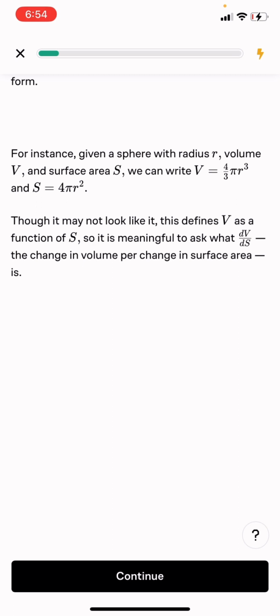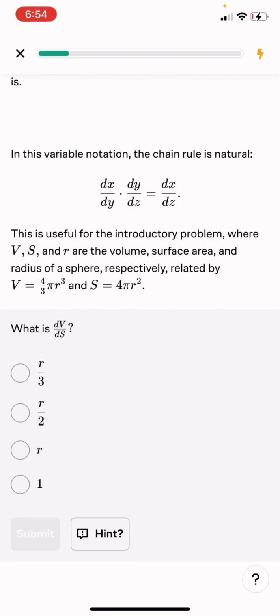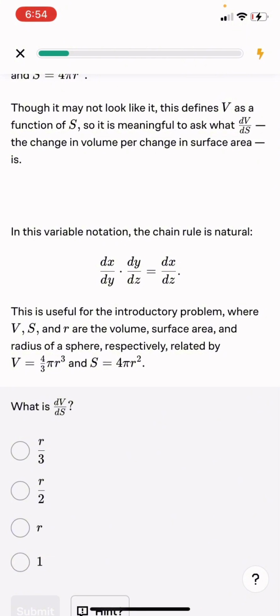So it is meaningful to ask what the derivative of V over derivative of S is, like change in volume per change in surface area. In variable notation, the chain rule is natural. Derivative of x over derivative of y times derivative of y over derivative of z equals derivative of x over derivative of z. So just combine. This is useful for the introduction.